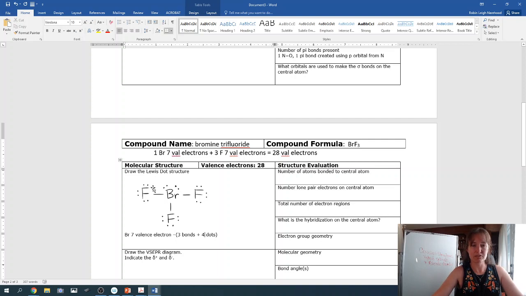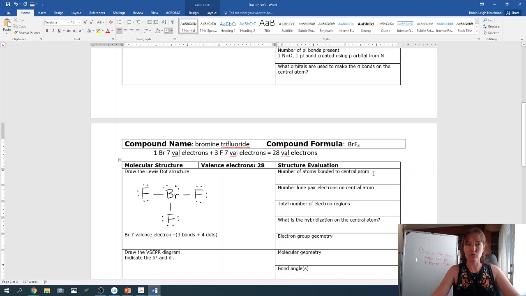You have to put them in pairs, and you want to put them in a space where you don't already have a bond. So don't worry about this having more electrons than 8, because bromine's outermost energy level is energy level 4. So it has s, p, d, and f orbitals. So it has plenty of space around it to accommodate more than 8 electrons. So this is the structure, the Lewis dot structure.